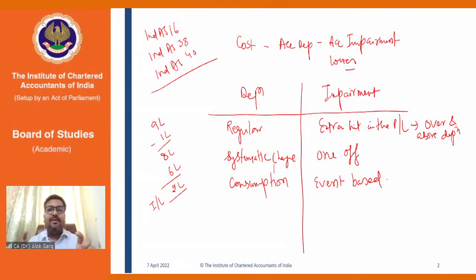So it is not consumption based. Impairment is event based. Okay, so now you must have understood the difference between depreciation and impairment, right? Let me know if you have any problem so far. If I talk about the sequence, of course, depreciation will come first, then impairment will come later. Clear?